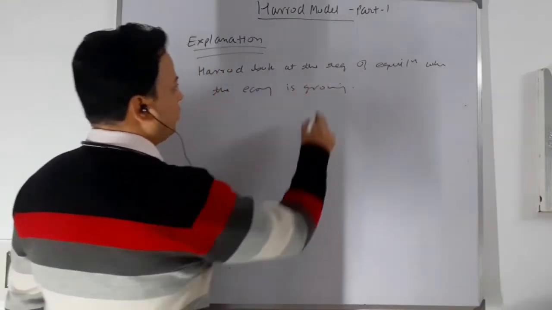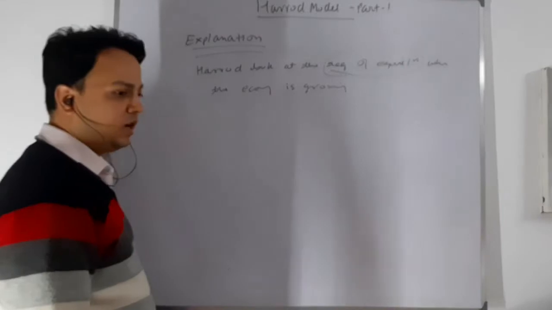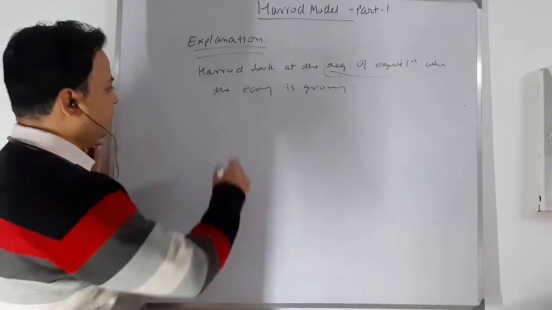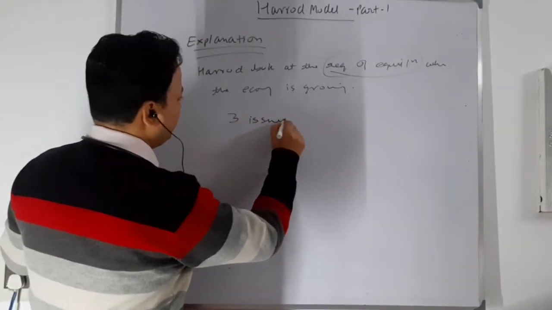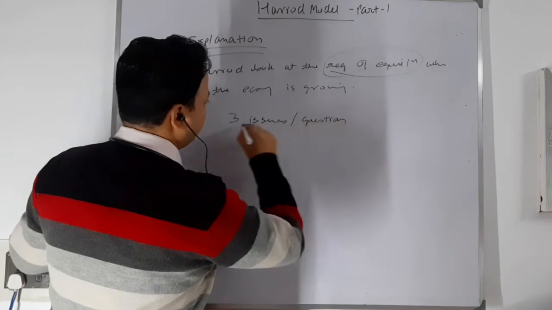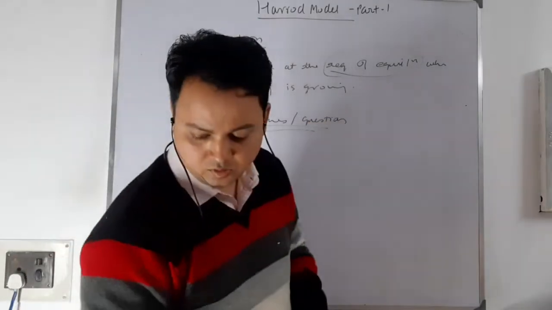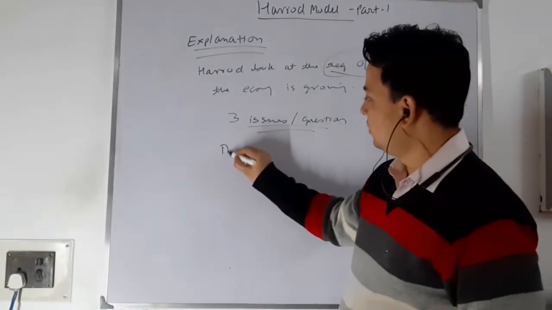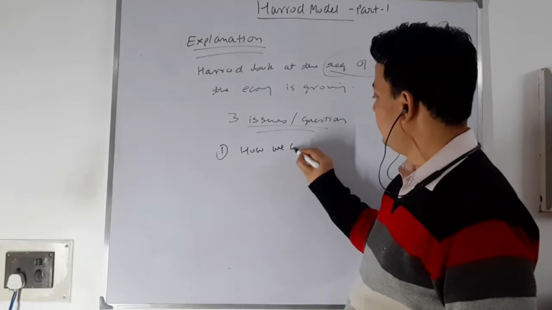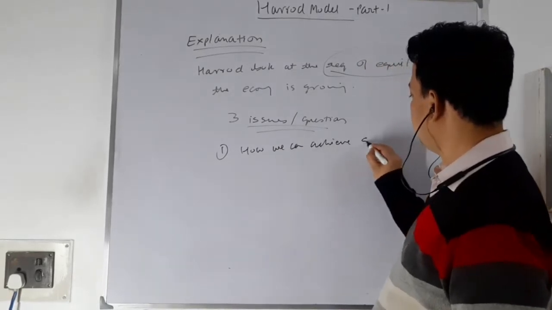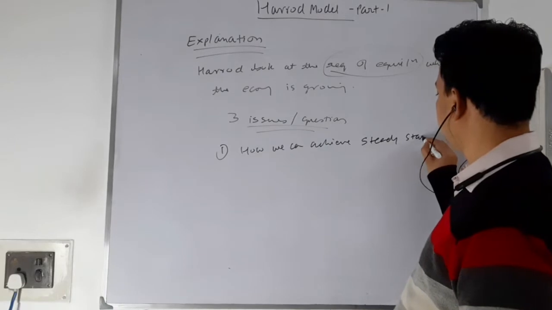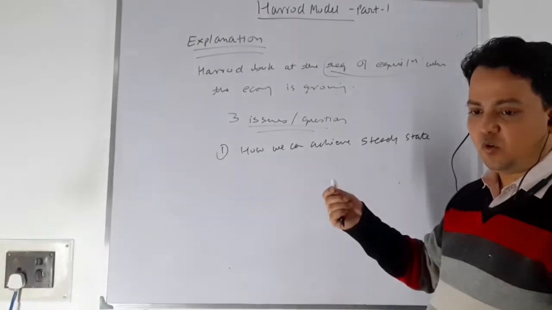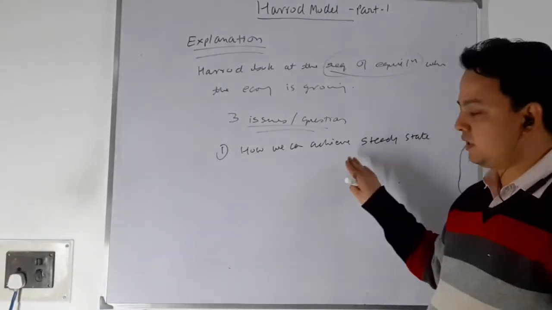Okay, so in order to look at the requirement of equilibrium, what are the things we require, such that the economy is growing in equilibrium? He has raised three questions or three issues. First question that he has raised: how can we achieve steady state? In economic growth, steady state is a normal equilibrium condition where all the variables are growing at a constant rate. That I have discussed in the last lecture.